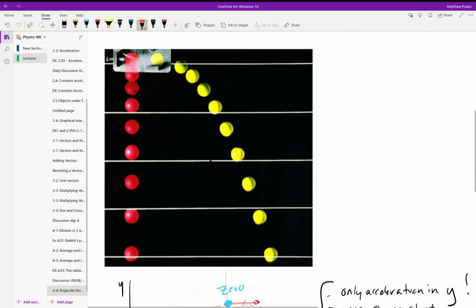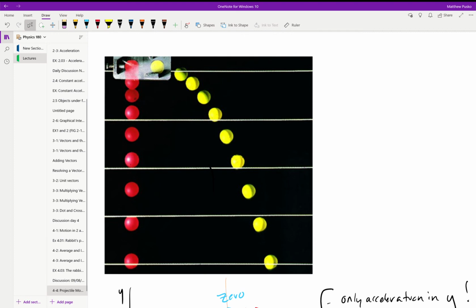I wanted to take a look at this. I'm going to show a video of it too. This is someone dropping a red ball at the same time that a yellow ball gets launched to the right. So the yellow ball has some v naught like this. They're both released from rest in the y direction. This one is released from rest in the y and the x direction. We can see though that the acceleration due to gravity causes each ball to drop at the same rate.